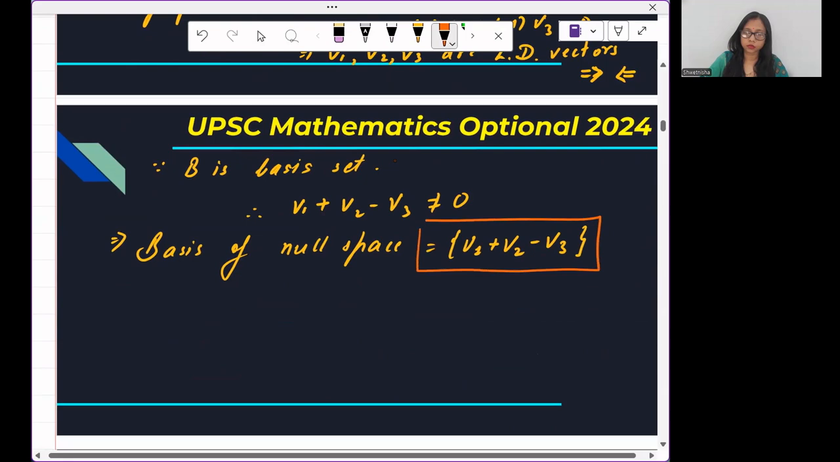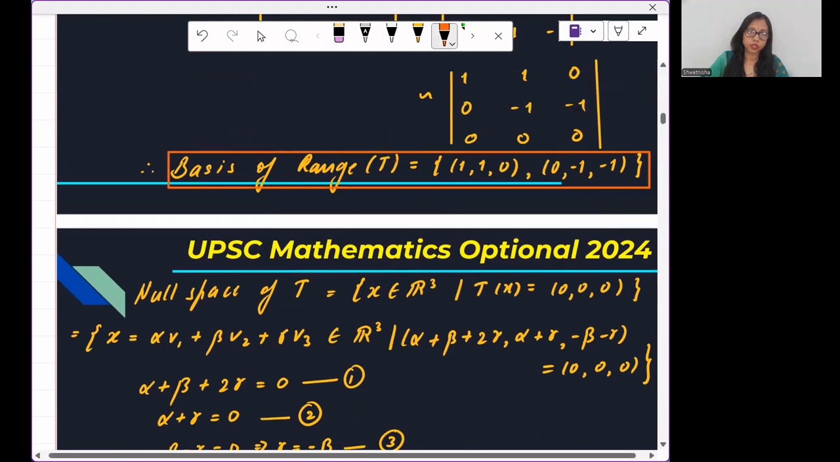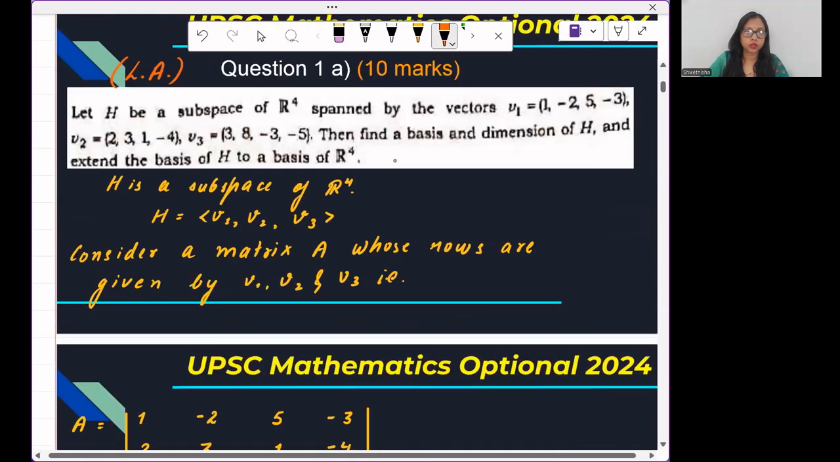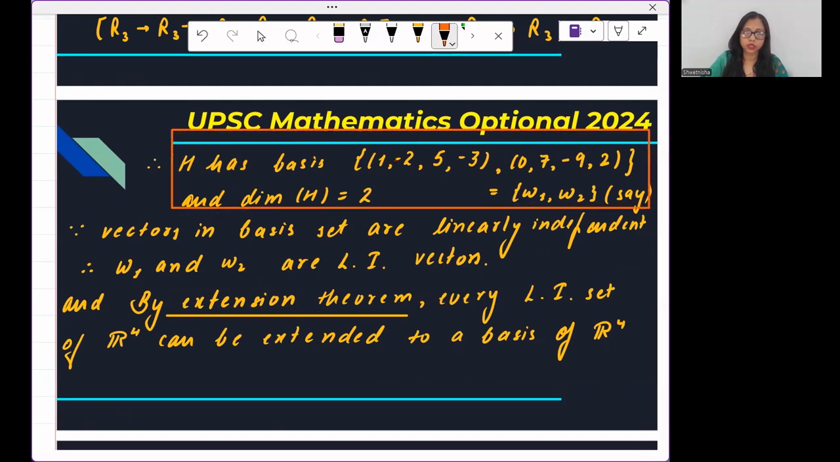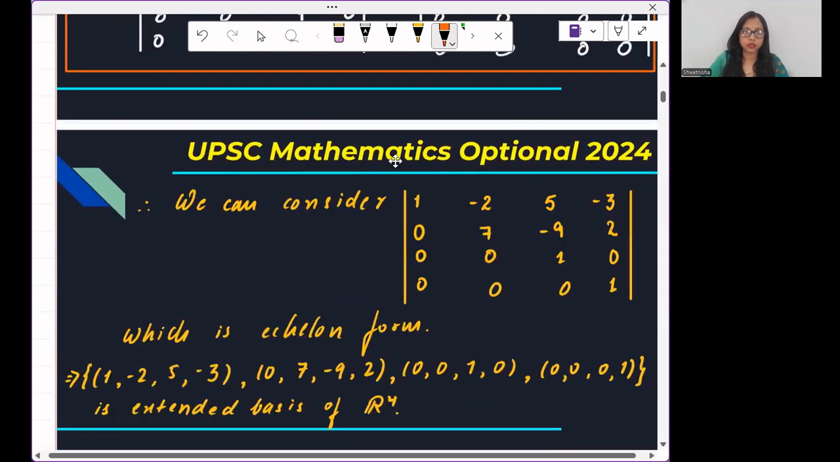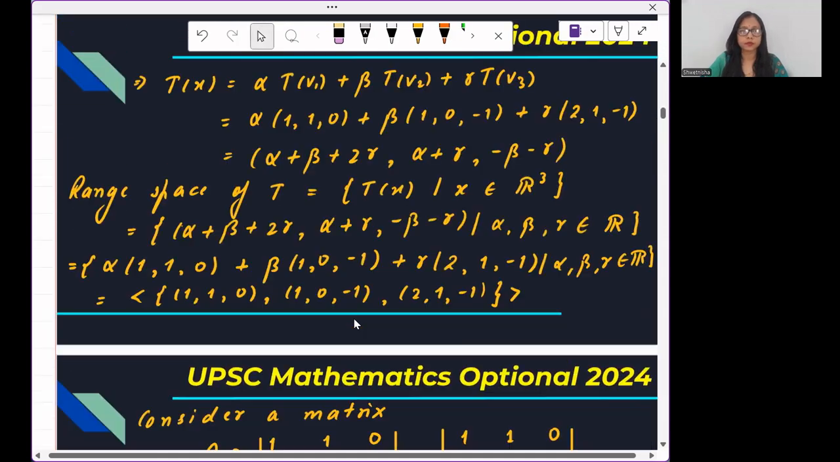And this is the answer. Basis of null space, basis of range space. In the last question, find the bases and dimensions. So highlight that. H has a basis and dimension this. And this is the extended basis, or you can say required basis of R4.